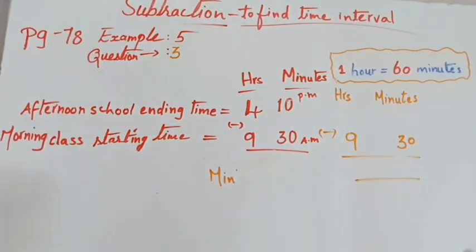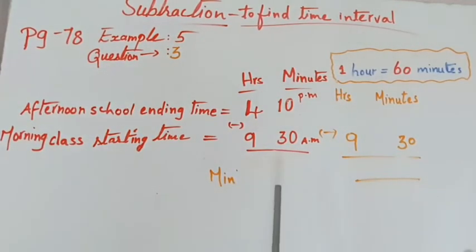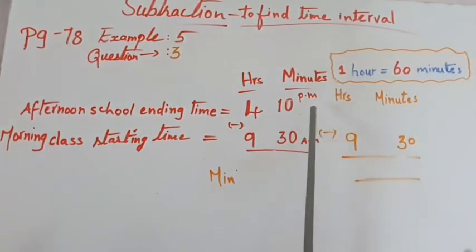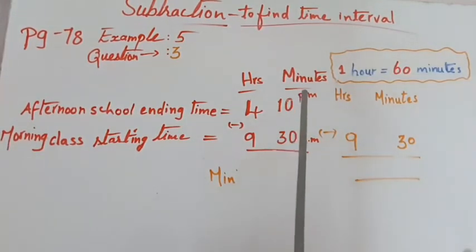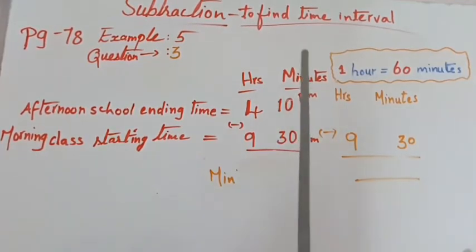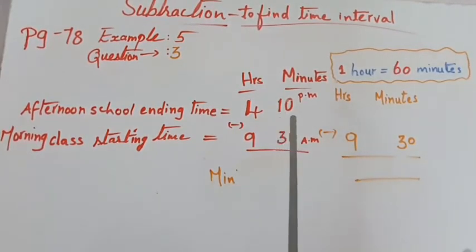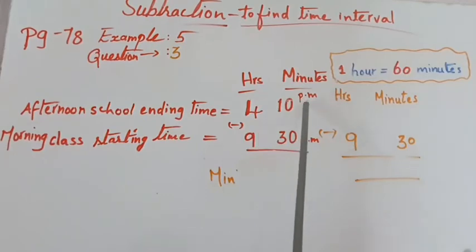So we know we have to subtract. So we are not able to subtract here. For this reason we have to regroup. How do we have to regroup? For this, what do we have to do? We have to add 12 hours in the PM only. Because when we have to subtract from AM to PM, then we have to add, it is compulsory, we have to add 12 hours with PM.